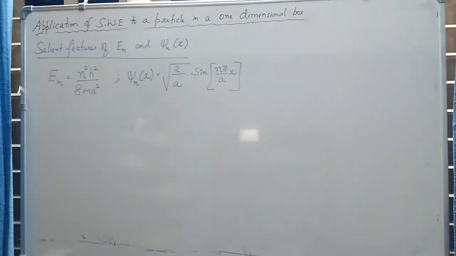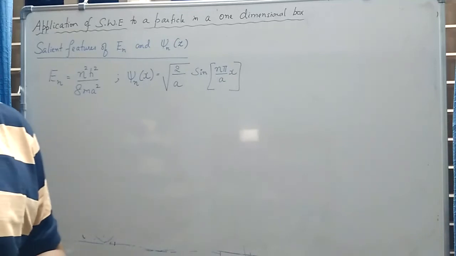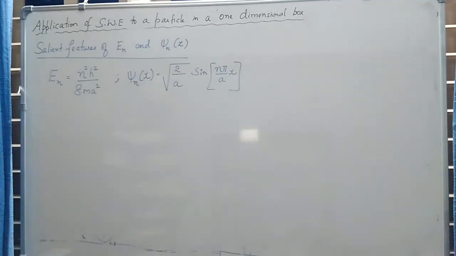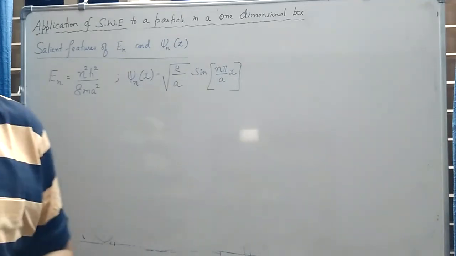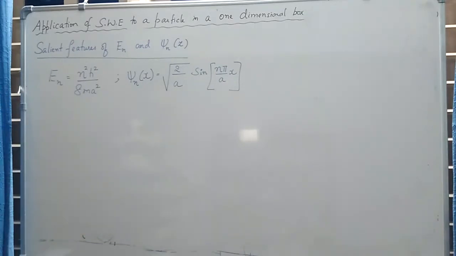So in the last class, we applied the Schrodinger wave equation to the particle in a one-dimensional box, and we derived the expressions for energy of the particle and the wave function. I have written down these expressions again here.